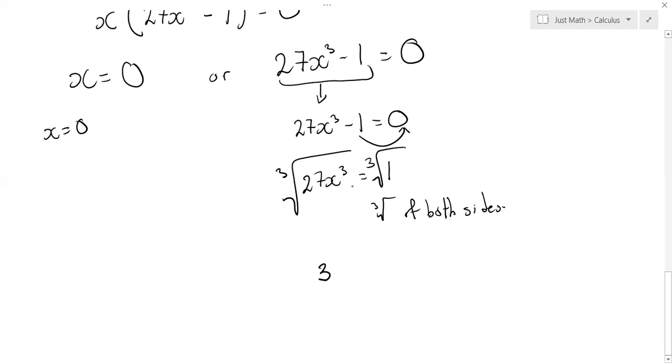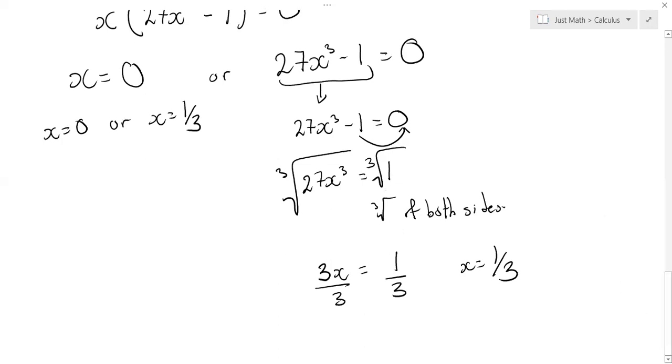Cube root of 1 is 1. So it's just 3x equals 1. And then we can divide both sides by 3. x equals 1 over 3. So we have x equals 0 or x equals 1 over 3. Now, some people would like to go through the difference of two cubes route.